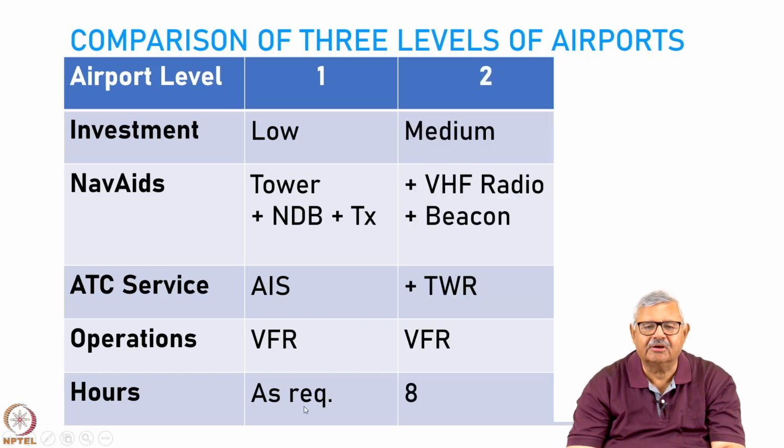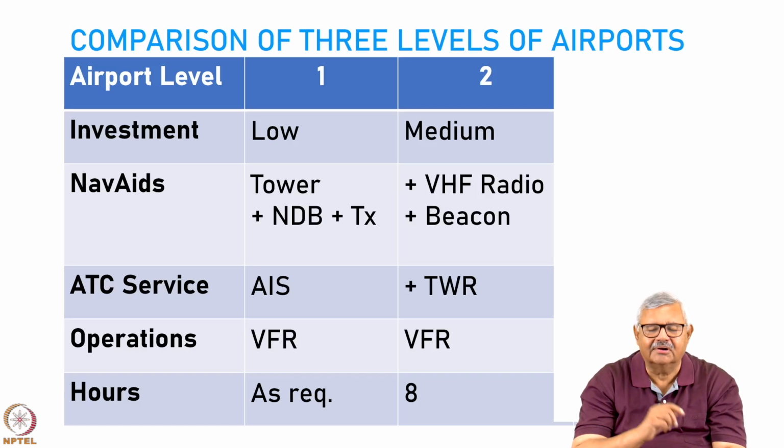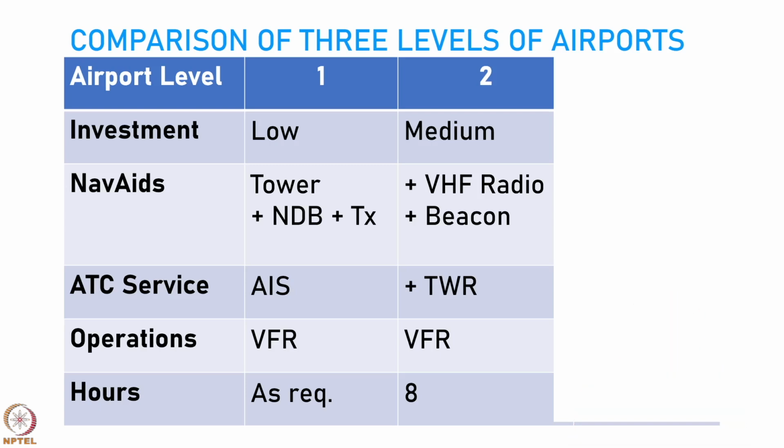Level 2 airport will require medium investment. In this level 2, apart from the tower NDB and one transmitting VHF, we will put a VHF radio and also an aerodrome beacon. We will now provide tower control services. The operations are still under VFR, but it will be operating for about 8 hours a day.